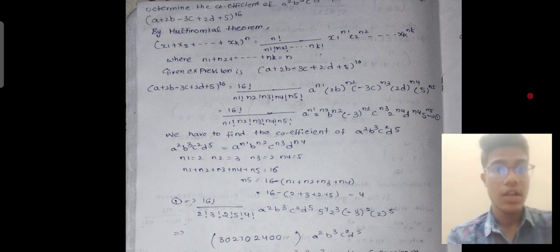Now from equation 1 we can see 16 factorial by 2 factorial into 3 factorial into 2 factorial into 5 factorial into 4 factorial, that equals a square into b cube into c square into d power 5, and 5 power 4 into 2 cube into (-3) power 2 into 2 power 5.